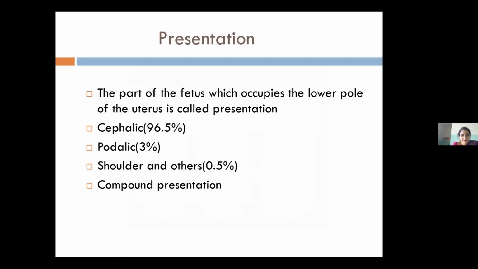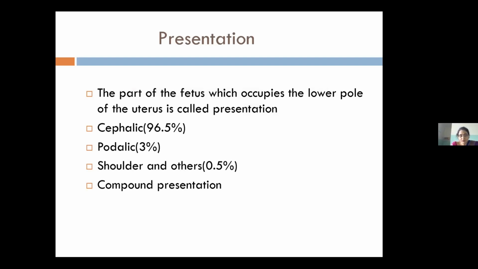Next, coming to the presentation. What is presentation? The part of the fetus which occupies the lower pole of the uterus is called the presentation. It can be cephalic, which constitutes 96.5%, podalic, that is breech presentation, present in 3% of cases, and shoulder and other presentations constitute 0.5%. And what is the compound presentation?